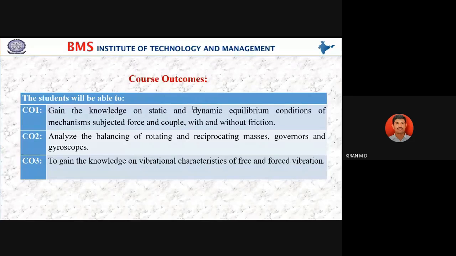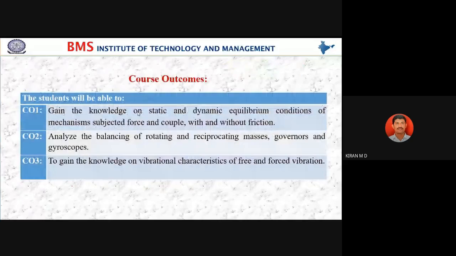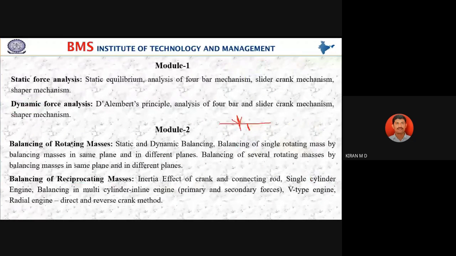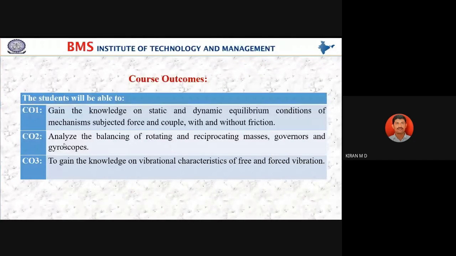Means the first module, what you are going to study, this comes under the first CO. In this first CO, you are going to get the knowledge on static and dynamic equilibrium condition, means analysis of the static force and dynamic force. Okay. Next, in second CO, analyze the balancing of rotating and reciprocating masses, governors and gyroscope. Okay. So in this, you are going to get this knowledge of balancing, governors and gyroscope in the second CO.